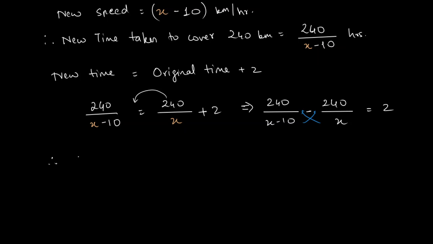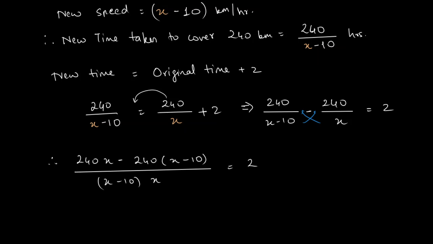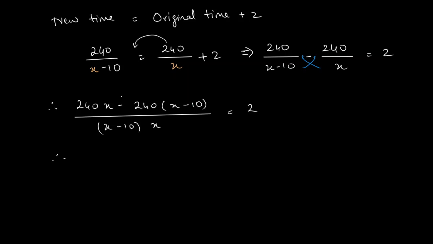So, therefore, what do I get is 240 into x minus 240 into x minus 10, the entire thing divided by x minus 10 into x is equal to 2. Right, so let's simplify this. In the numerator, I have 240x minus 240x minus 240 minus 10 is plus 2400. Entire thing divided by, if I expand this here, the distributive property, x squared minus 10x. All of this equal to 2.